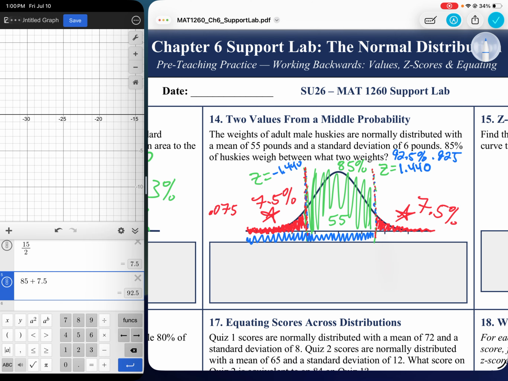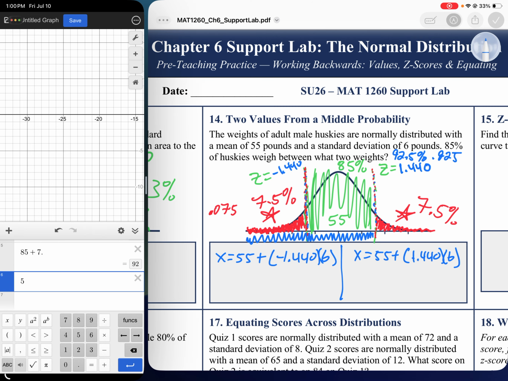So when the two tails we're cutting off are identical, like 7.5% and 7.5%, we should get the exact same z-score, one positive and one negative. And now we can plug those in one at a time: the mean plus the z-score times the standard deviation. So let's do that real quick.